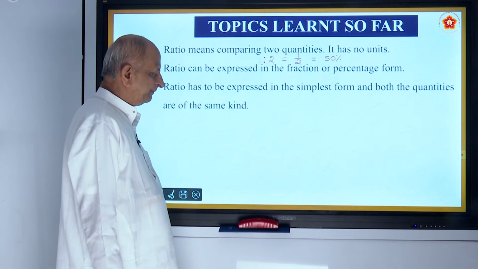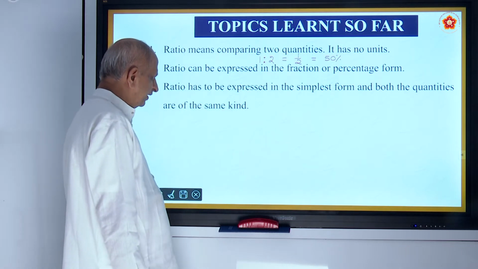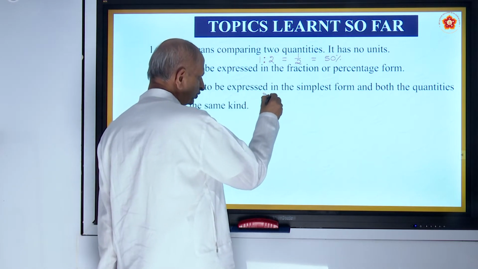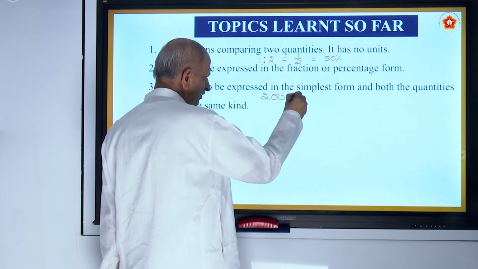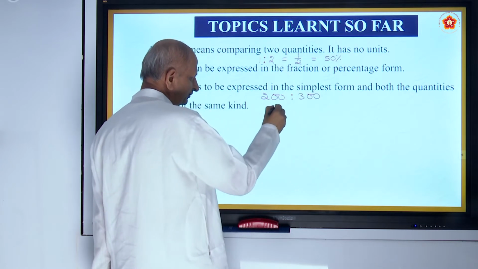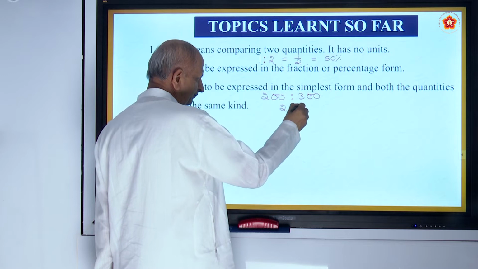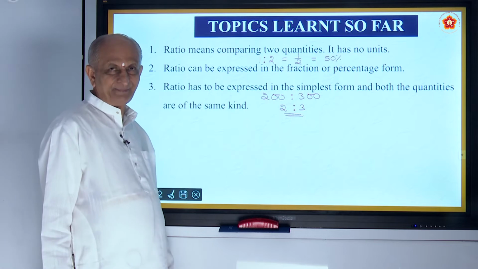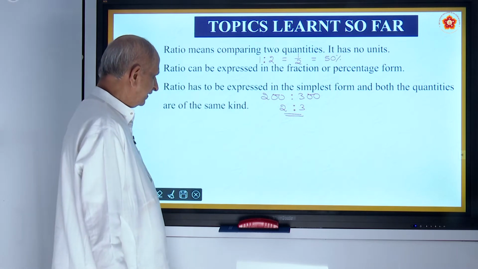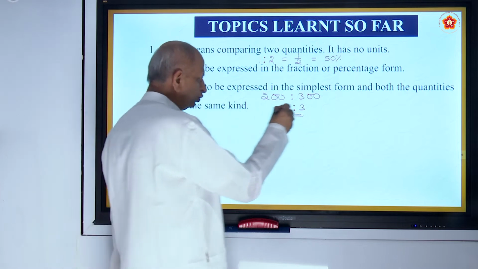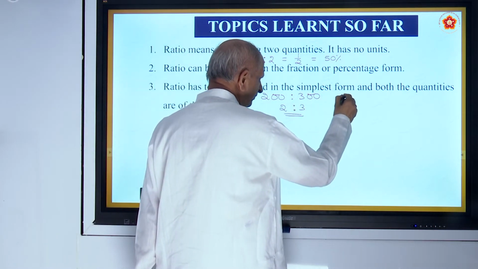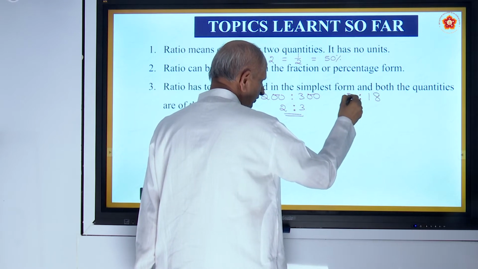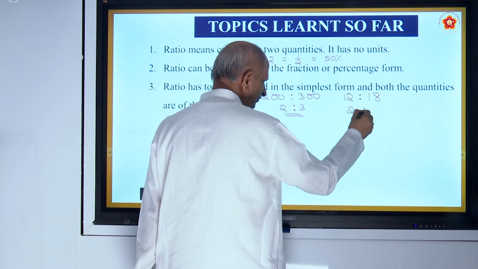Ratio has to be expressed in the simplest form and both quantities are of the same kind. Suppose you have ratio 200 is to 300. It should be written as 2:3, by cancelling that 100, you get 2:3. That is the simplest form of it, correct? So any ratio should be expressed in the simplest form. Suppose you have 12 and 18. Then you write it as 6 2s are 12, 6 3s are 18.